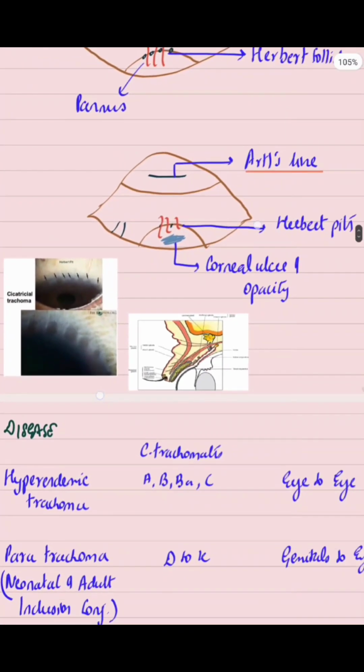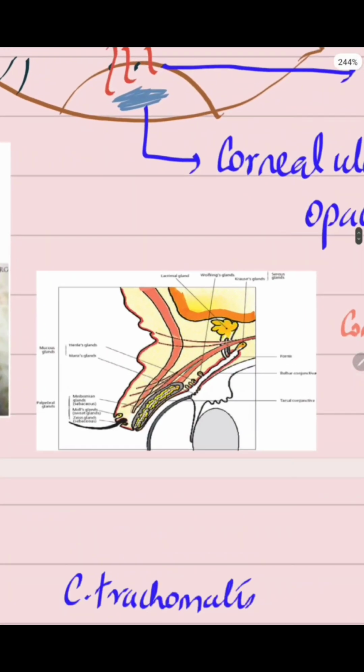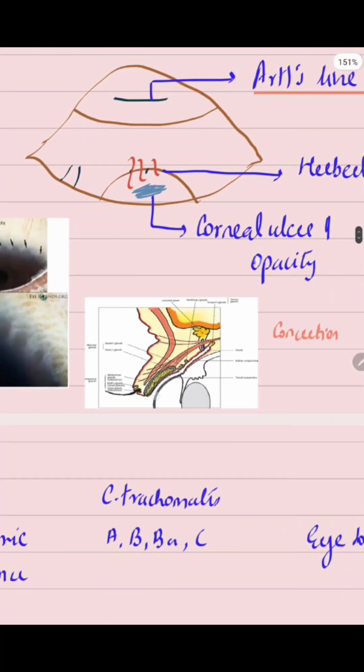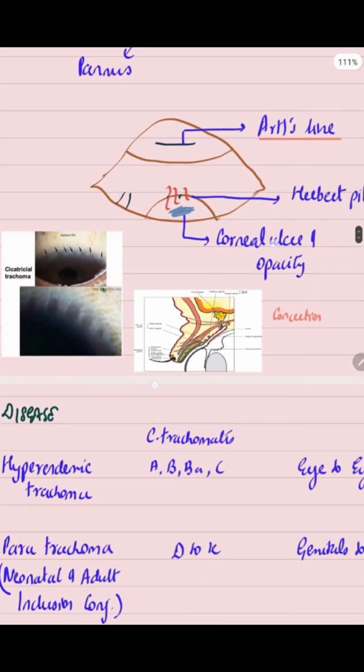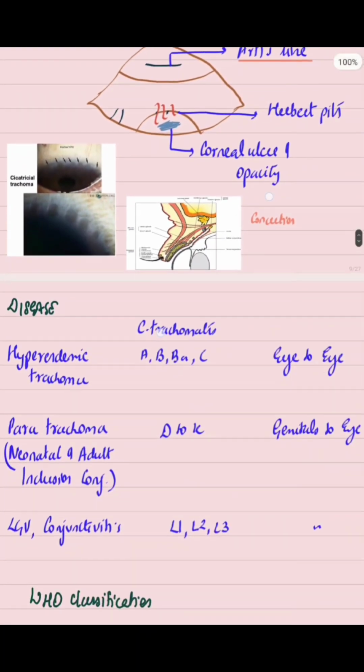Concretions are accumulations of dead epithelial cells plus inspissated mucus in the depressions called glands of Henle. These are called concretions. Now, corneal signs.